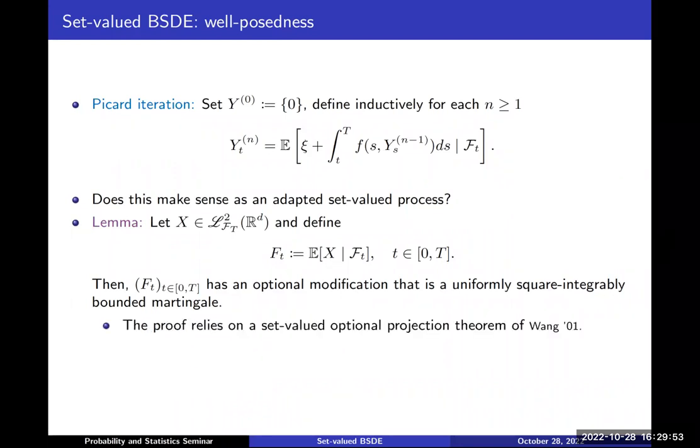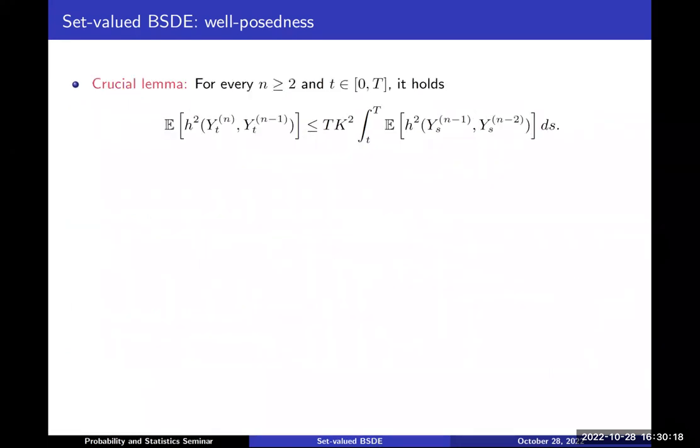There is an optional projection theorem for set valued processes from 20 years ago. So we used that result from set valued analysis. And thanks to that, we are able to prove that our Picard iteration makes sense. It has a progressively measurable modification. That's all we need. We don't have path regularity, but we have progressive measurability.